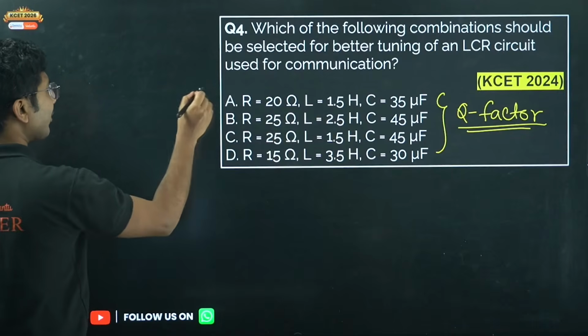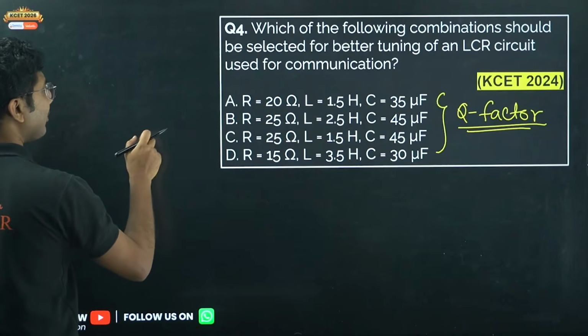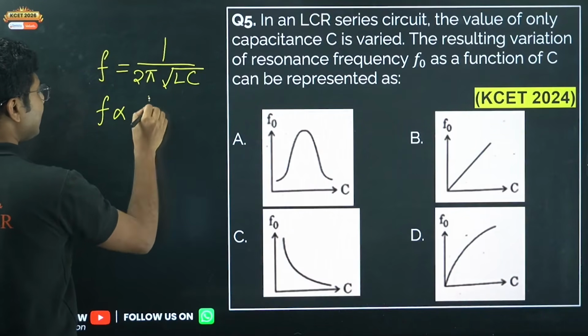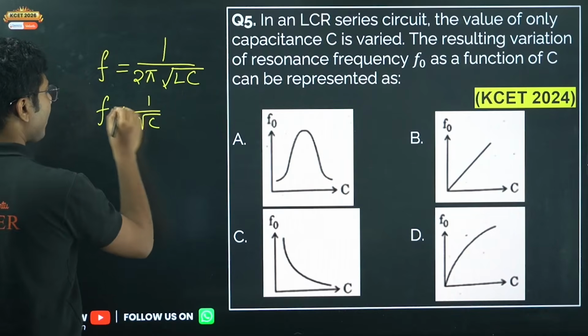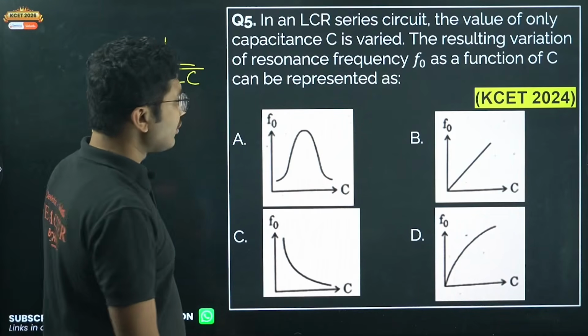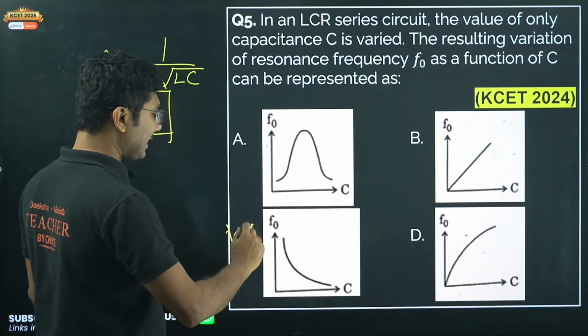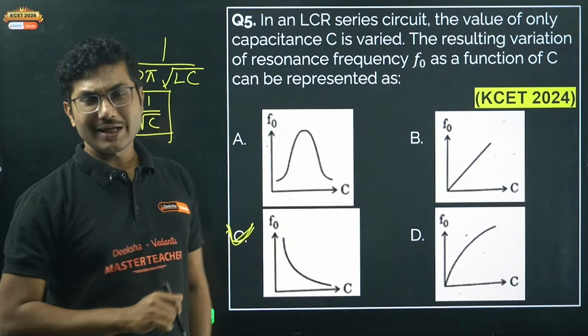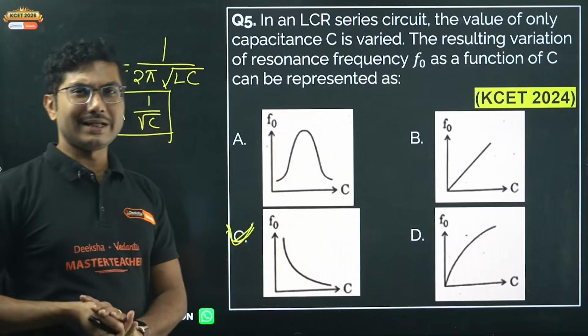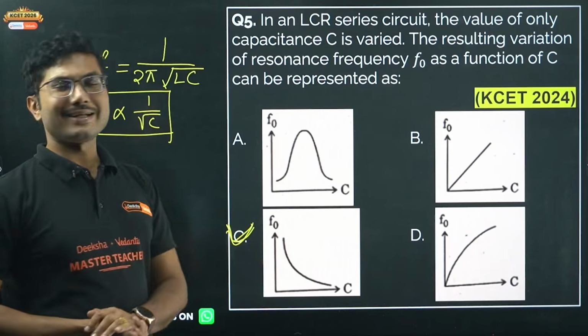Now if you vary only the capacitor, then we can say that frequency is inversely proportional to the square root of C. Again, another inverse proportional equation. So an inverse proportional equation means again this graph is correct. As I mentioned, this pattern is repeated consecutively many times, so this pattern again turns out to be correct.